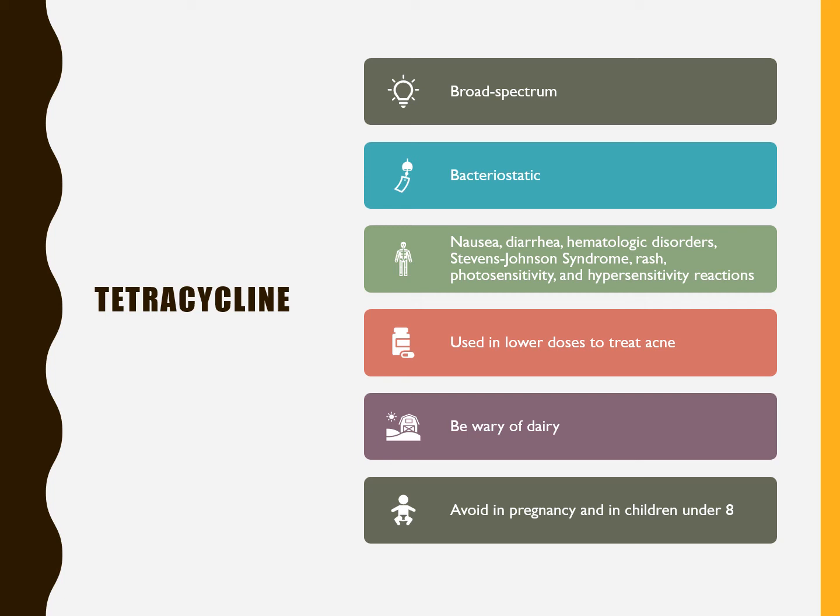Some of the side effects that are associated with tetracycline would be nausea, diarrhea, hematologic disorders, Stevens-Johnson syndrome, which is a rare, serious disorder of the skin and the mucous membranes. It's pretty rare, but it can be life-threatening. It usually requires hospitalization if it does occur, and it can happen up to 2 weeks or so after taking tetracycline.